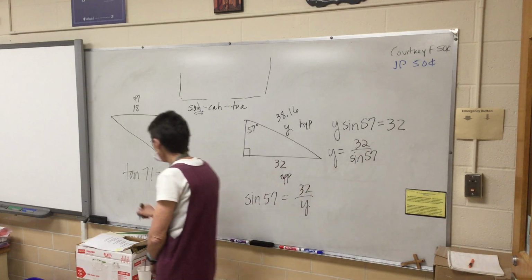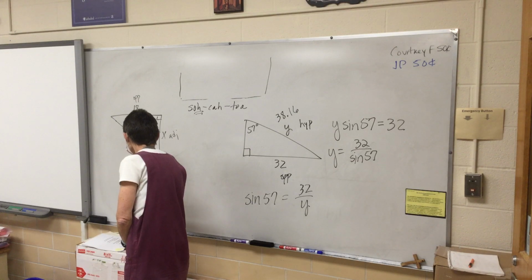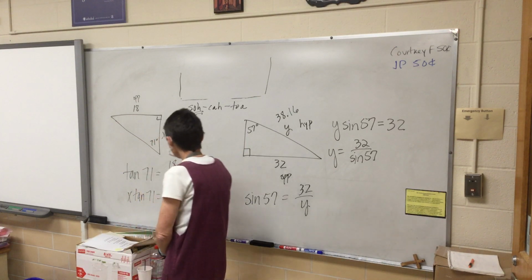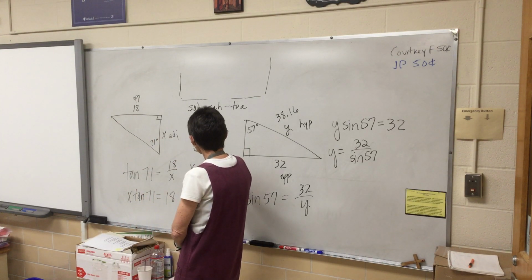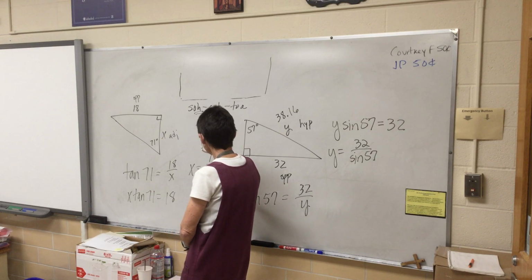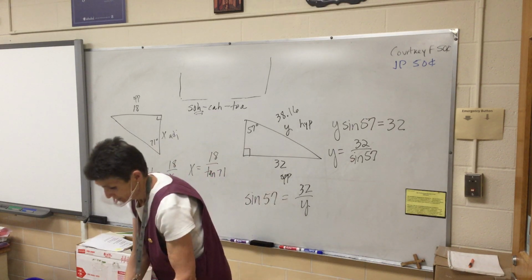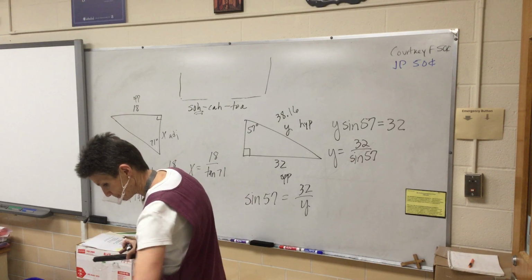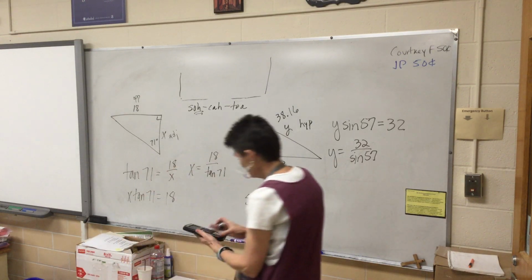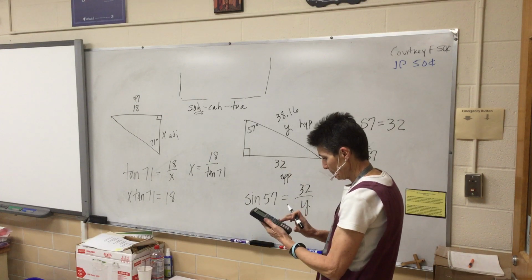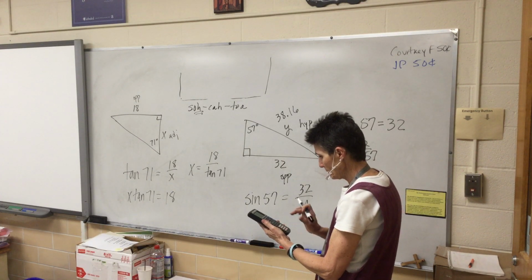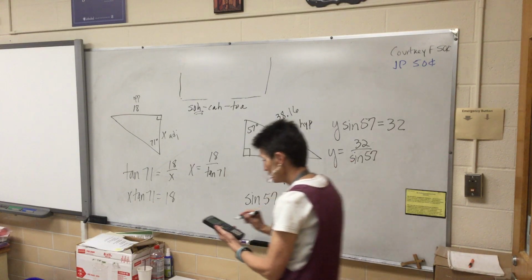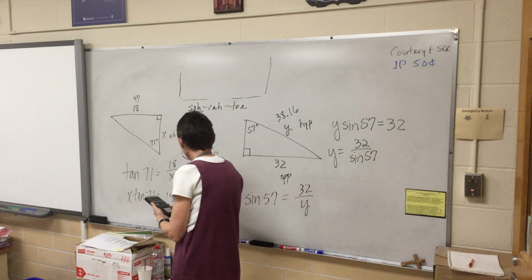Multiply both sides by x. And divide by the tangent. So 18 over tan 71. I know I'm in degrees because I just switched it, so I'm just going to type it in. 18 divided by tan 71. Did you get 6.20?